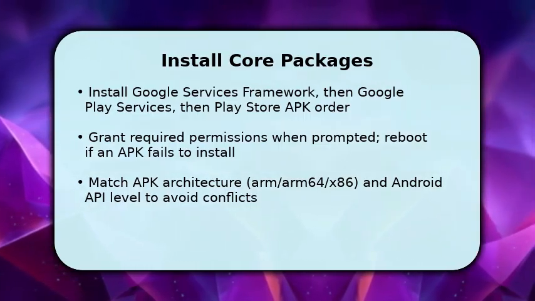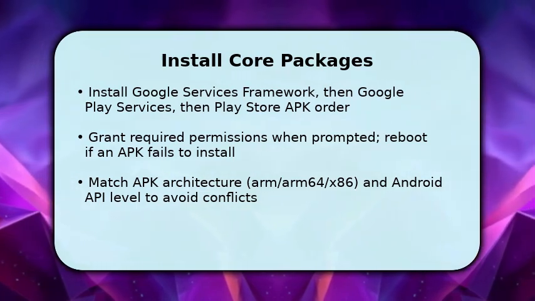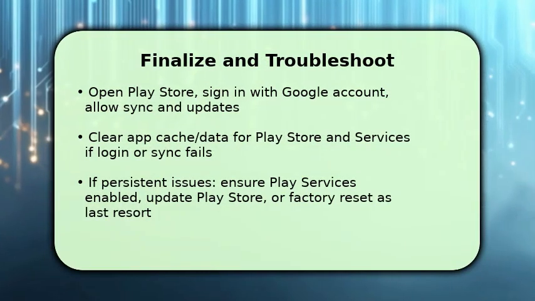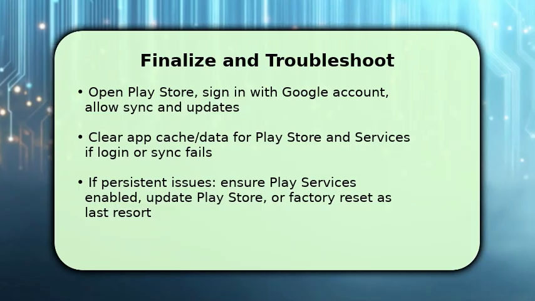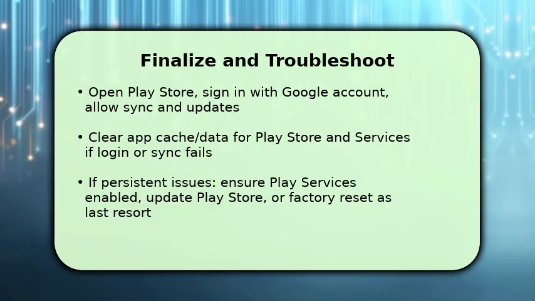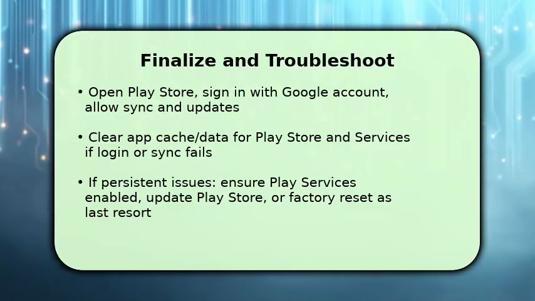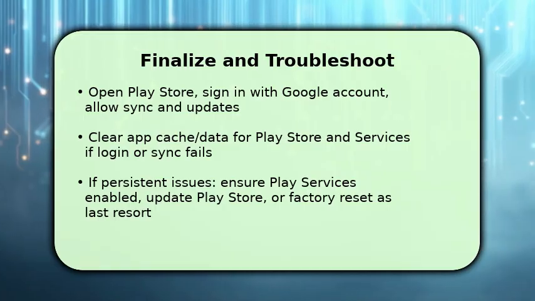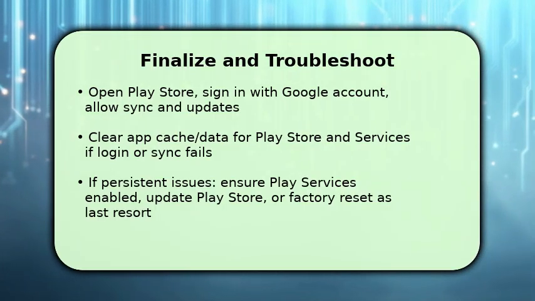Once each package finishes, pause briefly to let the system register the service before finishing by launching the Play Store and signing in with your Google account. Allow sync and automatic updates so apps update in background. If the store won't open or sync, go to Settings, Apps, Google Play Store and Google Play Services, then clear cache and data and reboot. Make sure both apps are enabled and not restricted by battery or data saver.